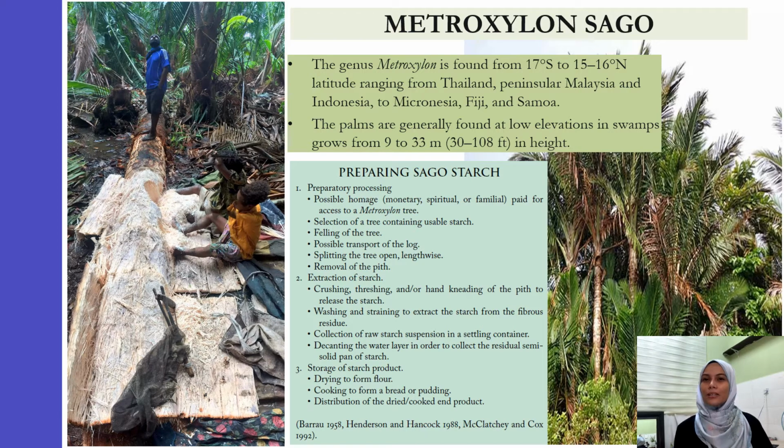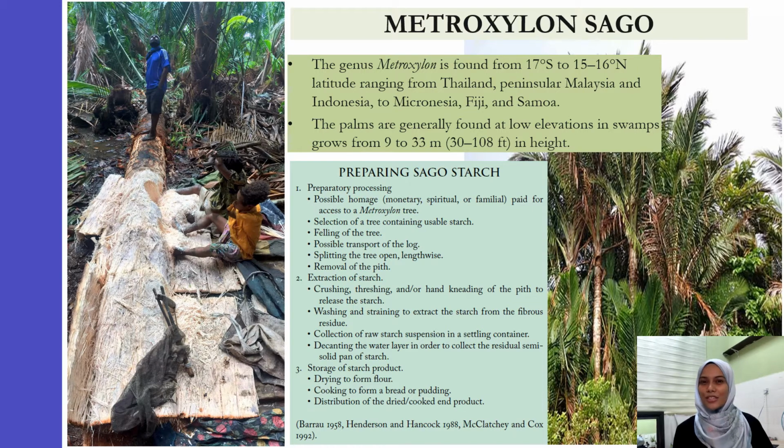Some people are still using the conventional method to extract the sago starch from the palm tree. Preparing sago starch needs excellent stamina and effort to get the extract. First of all, the palm will be selected, ranging from the age of 10 years and above, and then it will be cut and the palm will fall onto the ground. It may need to be transported to other places out from the branches of the sago palm trees. Then it will be cut open lengthwise.